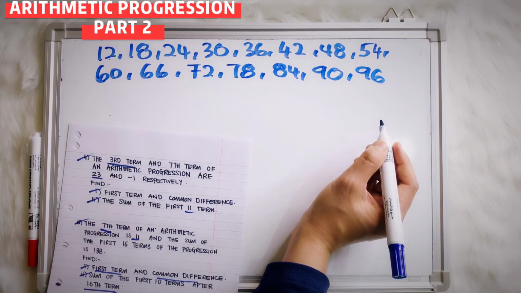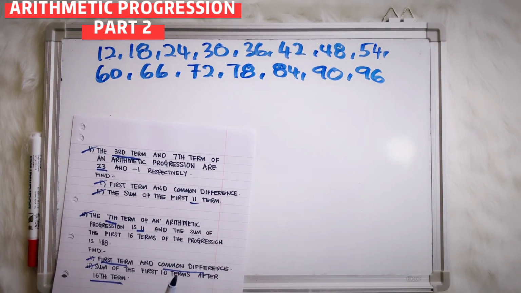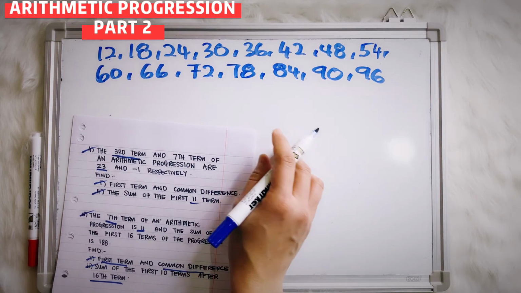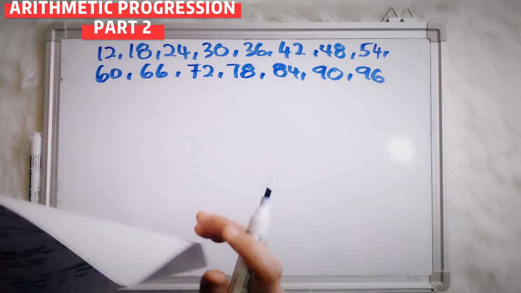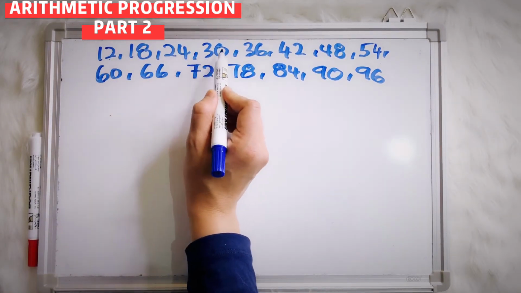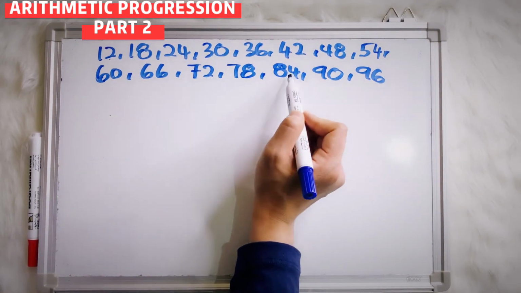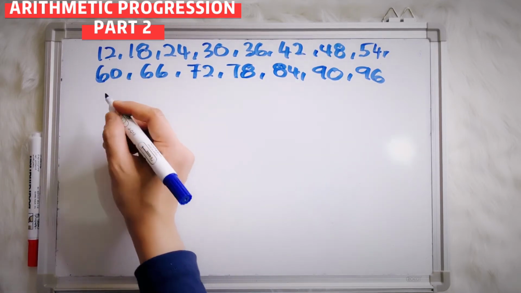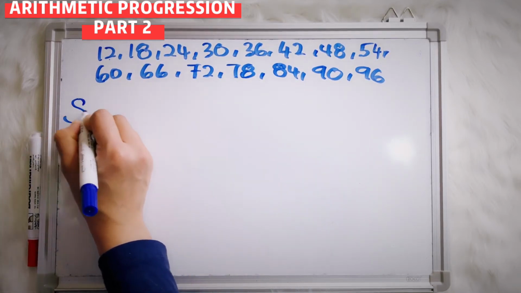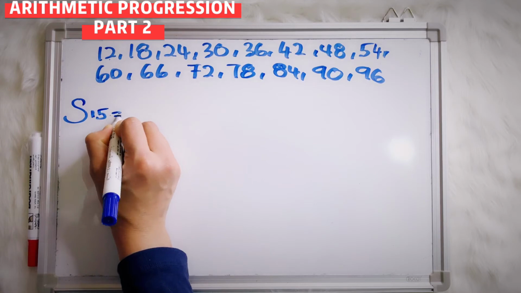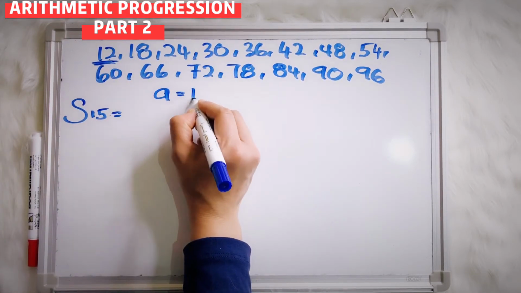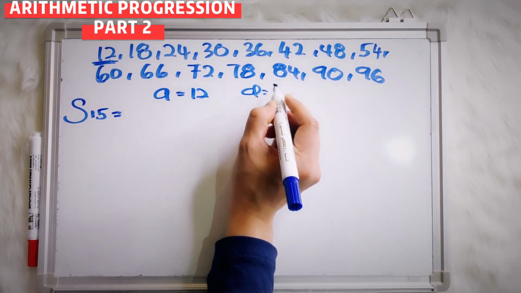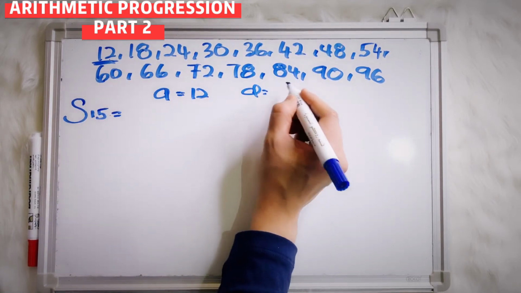Right, so okay, until here I think. Now we have how many here? 1, 2, 3, 4, 5, 6, 7, 8, 9, 10, 11, 12, 13, 14, 15. So we have S15 here. But what is our a? Our a is 12. What is our d? Our d is 18 minus 12, which is 6.